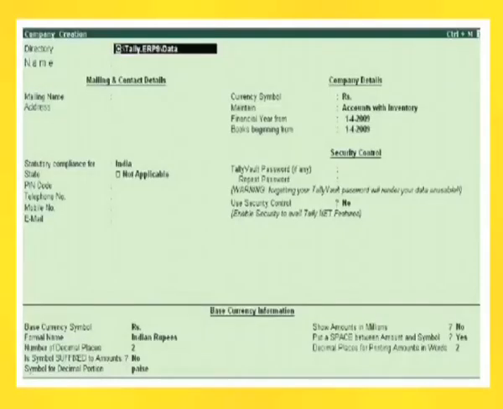Selecting India from the list of countries brings up a state, PIN code and telephone number field. State, you can select the appropriate state from the predefined list. Second is PIN code, specify the PIN code, that is postal index number of the specified address. Next is telephone, enter the telephone number.